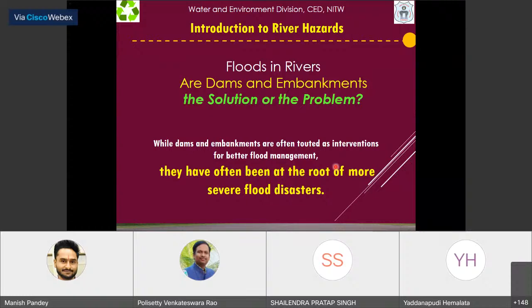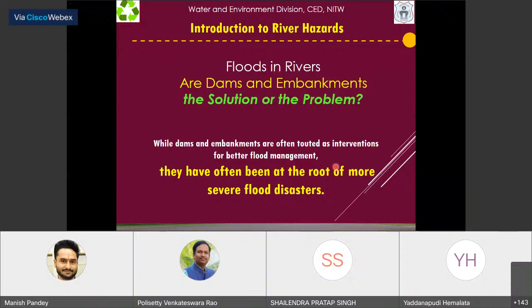So the answer is, while dams and embankments are often touted as interventions for better flood management, they have often been found to be at the root of more severe flood disasters. We have seen such a scenario very recently in almost all the rivers passing through our two Telugu states. The two major rivers are Krishna and Godavari.